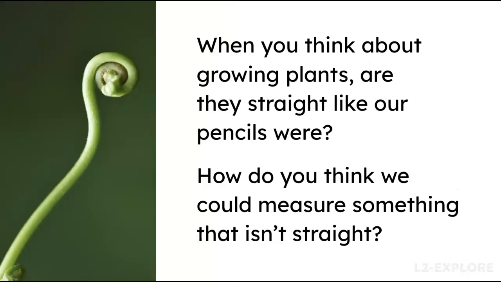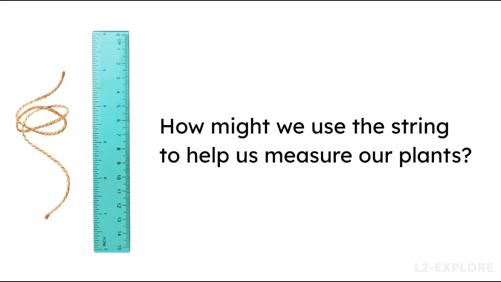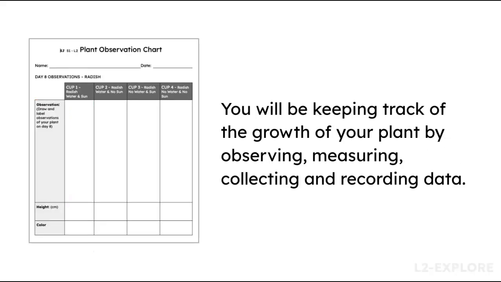In the Explore portion, you'll ask students how they think they can measure growing plants, especially if they're not straight. You'll allow students to turn and talk with a partner and then share. If students don't mention using string, you'll show them the string that they will be using to measure the plants. You'll pass out the plant observation chart, student journal pages, string, and the centimeter rulers to pairs of students and explain to students that they will use the centimeter rulers and the string to measure their plants.